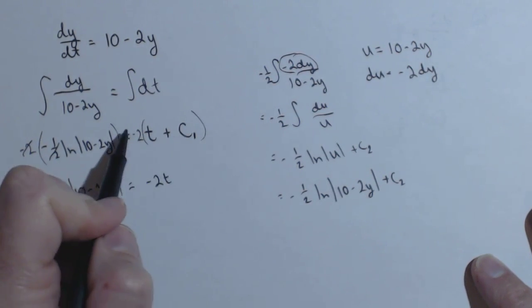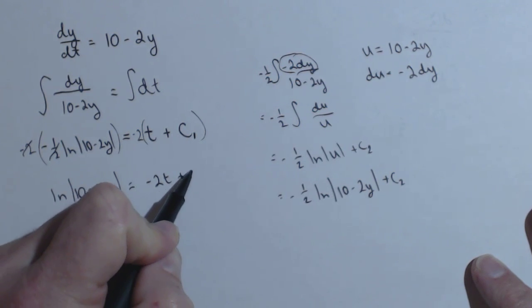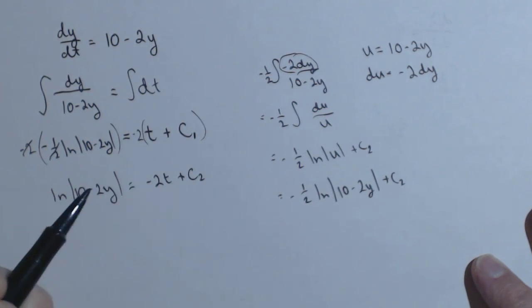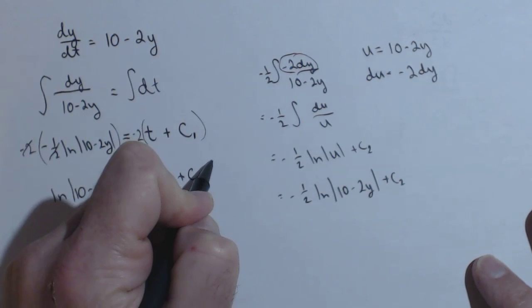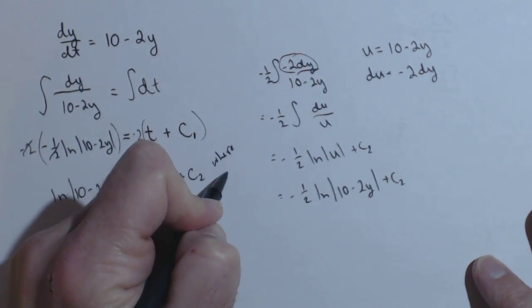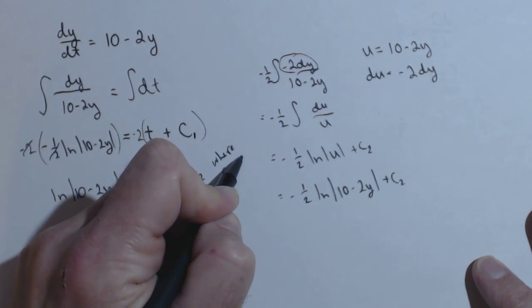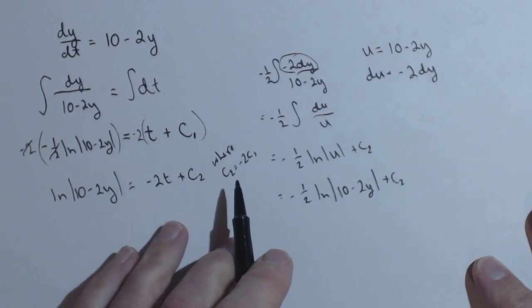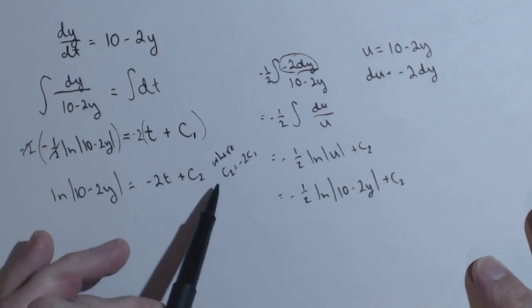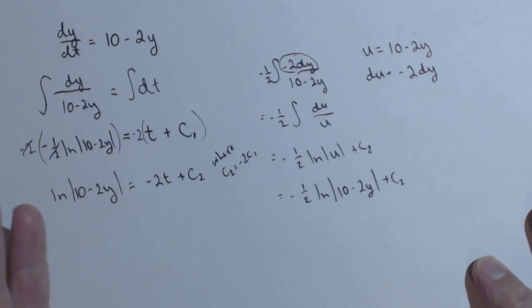And now instead of calling this negative 2c1, I'm just going to call it plus c2. If you wanted to have a note, I could say, okay, where c2 equals negative 2c1. We call it absorbing a constant. That negative 2 doesn't change the fact that it's a constant. We'll solve for it if we have an initial value later, which we don't for this one.